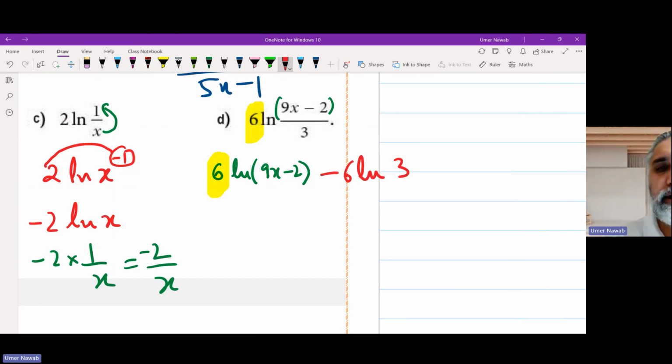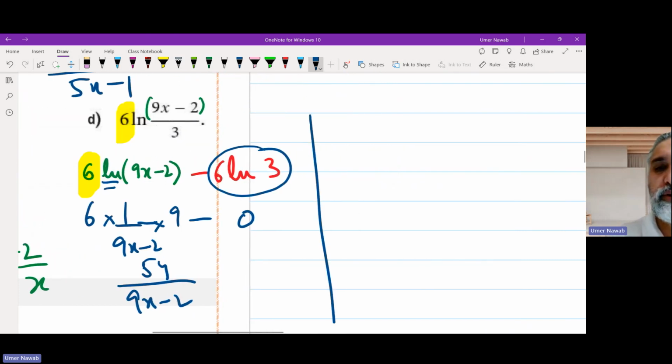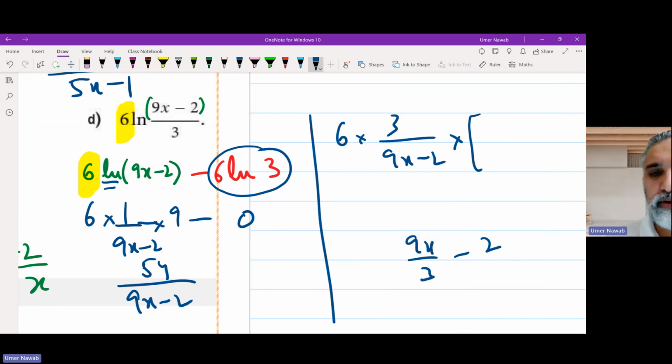Now let's do the derivatives. 6 as it is. Ln tells you reciprocate: 1 over 9x minus 2. The further derivative of 9x minus 2 is 9, minus, this is a constant, guys, its derivative is 0. So 9 times 6 is 54 over 9x minus 2. If you don't like this, I have method number 2. So you write 6, reciprocate. So 3 goes up and 9x minus 2.